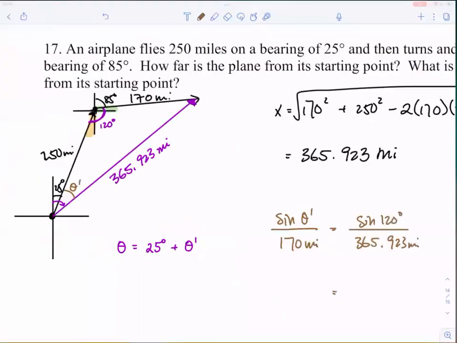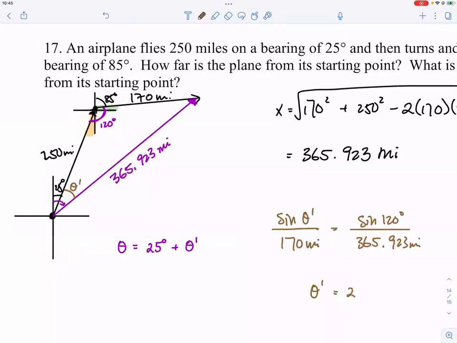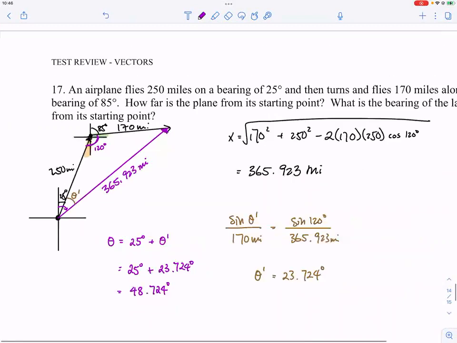23.724 degrees. So theta prime is 23.724 degrees. So the actual bearing will be 25 degrees plus 23.724 degrees. So 48.724 degrees is your direction.